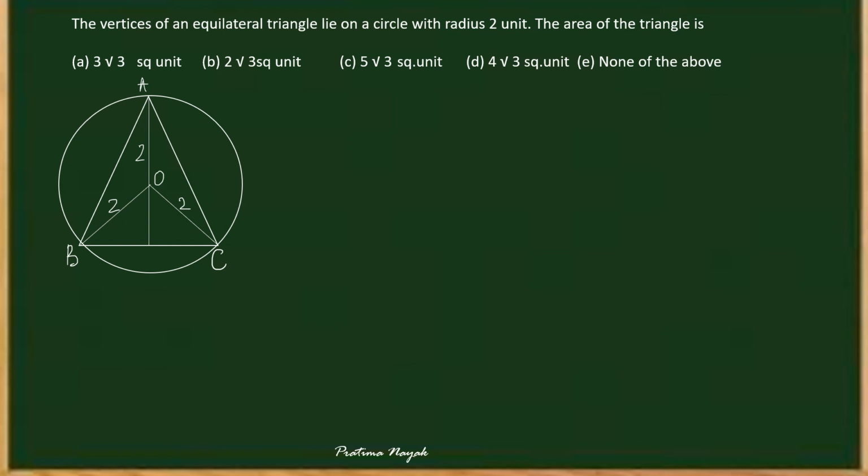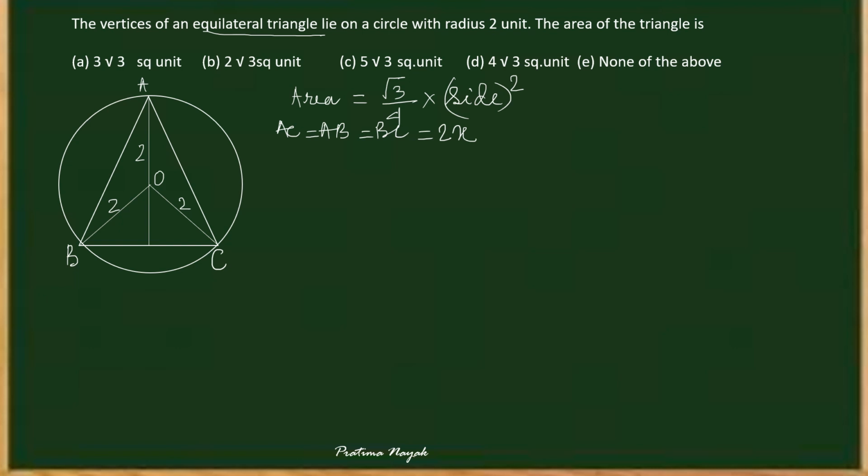For area we know, we need the sides of an equilateral triangle. So the area of an equilateral triangle is equal to root 3 by 4 into side square, for equilateral triangle only. So here this side I am taking as 2x. AC, let this is AB, this is BC, is equal to 2 times x.